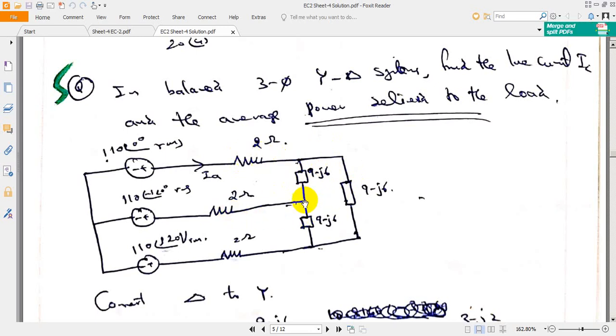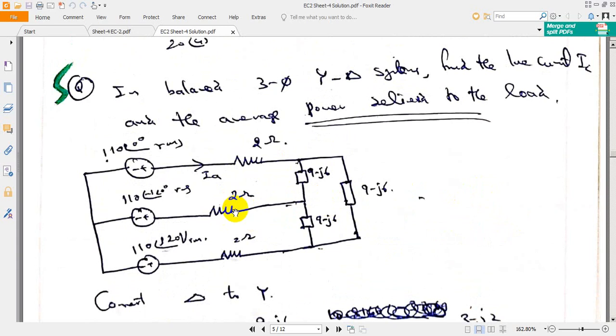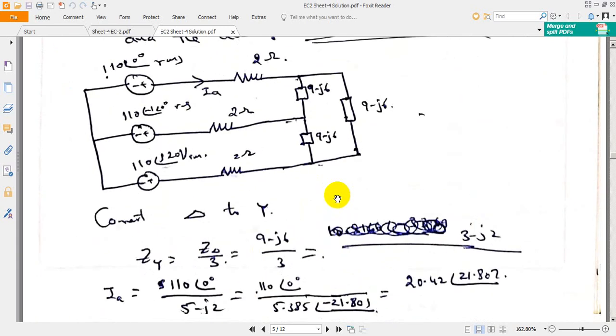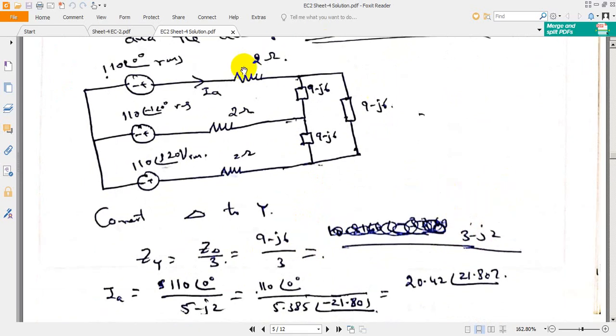The star connected from this point to the neutral point, that impedance 3 minus j2, will be in series with the 2 ohms. Similarly for the third branch, we write 3 minus j2, and to this we need to add 2 ohms. The total impedance in the star form will be 5 minus j2.